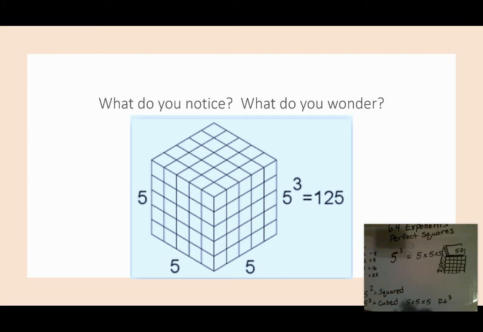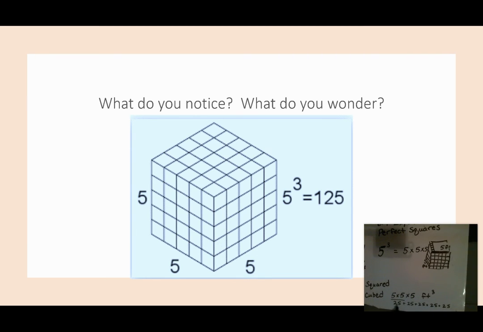Well, I know 5 times 5 is 25. And 5 25s, let's just count them up. Let's do 25, 25, 25, 25, and 25. So 25, 50, 75, 100, 125 is how many cubes are in a 5 by 5 by 5 model.